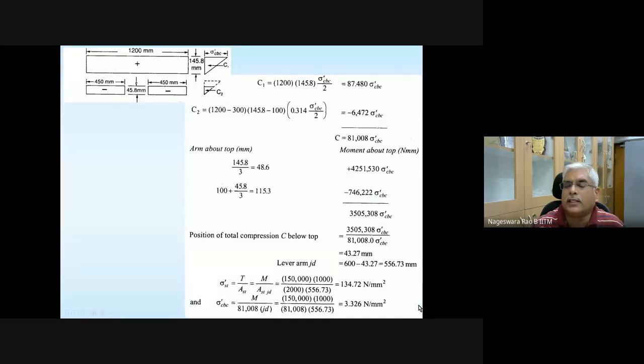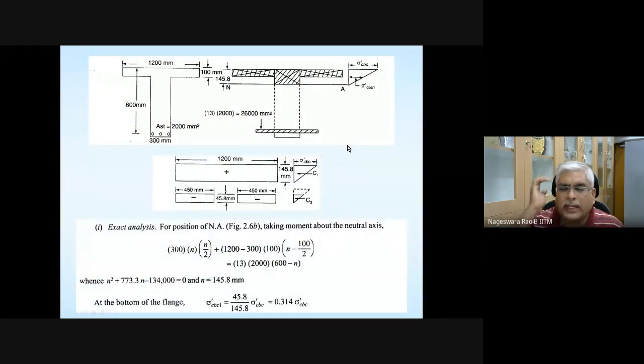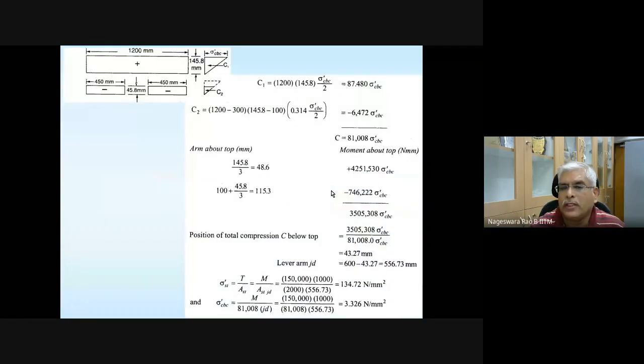Any questions here? So the major component of understanding, or something new between whatever we discussed so far and what you are learning in today's class, is this one. Splitting the T portion into this kind of idealization, and then trying to find the total compressive force and also the moment of the total compressive force. From that you can get the lever arm. Any questions here?